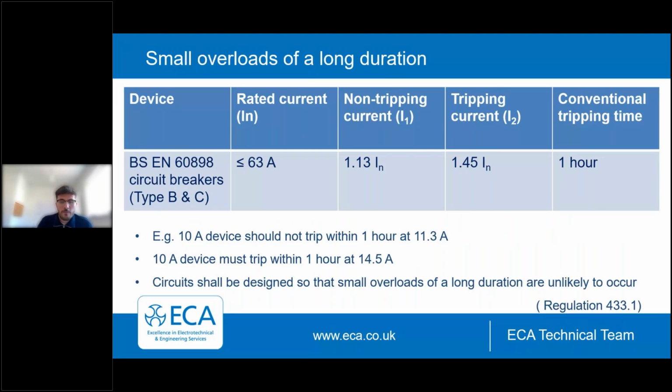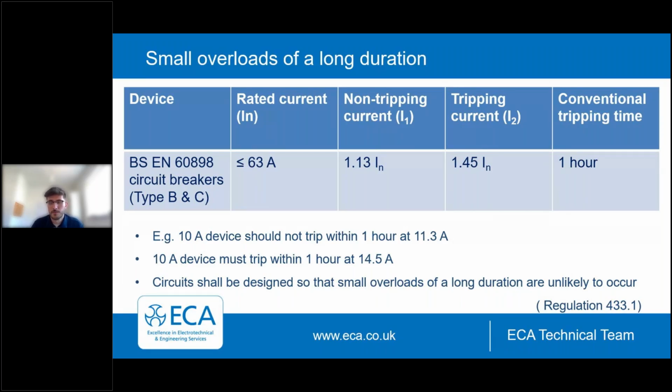Okay, so I've mentioned a couple of times small overloads of a long duration. Again, touched on this already, but overload protection is achieved by thermal devices, meaning generally they take a period of time to heat up in order to cause disconnection. So the current needs to go beyond the rating of the protective device, and then depending upon how far beyond the rating it goes, it's going to take a sustained period of time, for example, to warm a bimetallic strip up within a circuit breaker and cause the disconnection of the device.